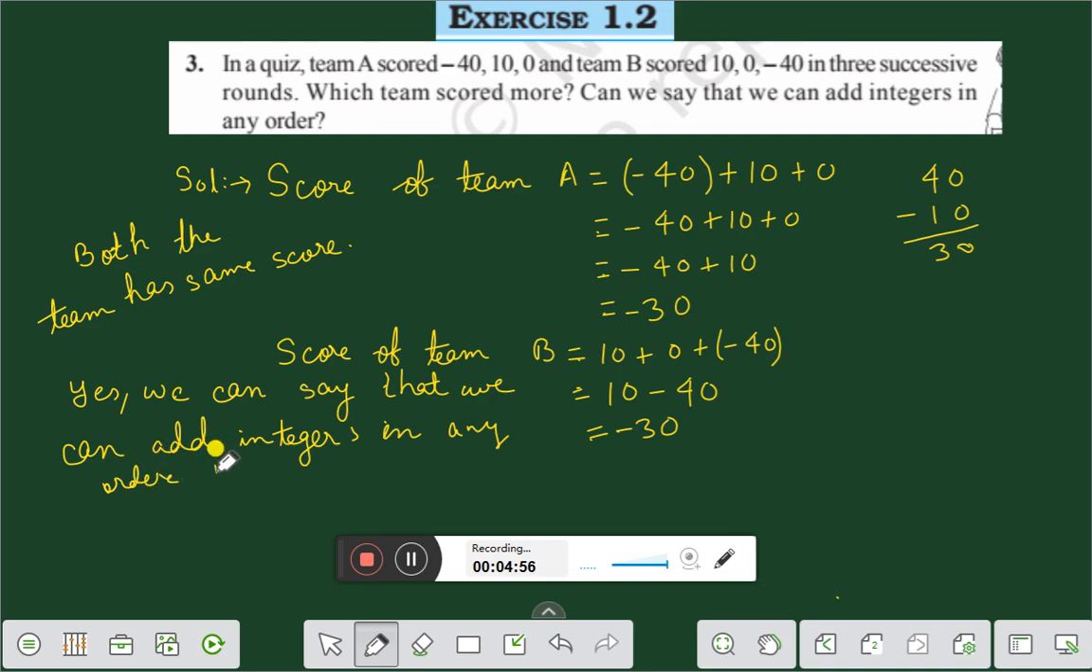That is, we can write A plus B plus C is equal to C plus B plus A. Right? That means, can you say that we can add integers in any order? The answer is yes. We can say that we can add integers in any order, that is A plus B plus C is equal to C plus B plus A.